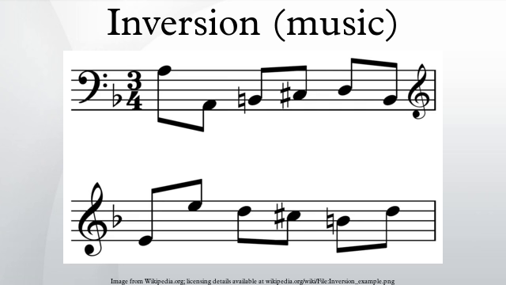Root position seventh chords, that is 7-5-3, are abbreviated as 7. First inversion seventh chords, 6-5-3, are abbreviated as 6-5. Second inversion seventh chords, 6-4-3, are abbreviated as 4-3. Third inversion seventh chords, 6-4-2, are abbreviated as either 4-2 or simply 2.